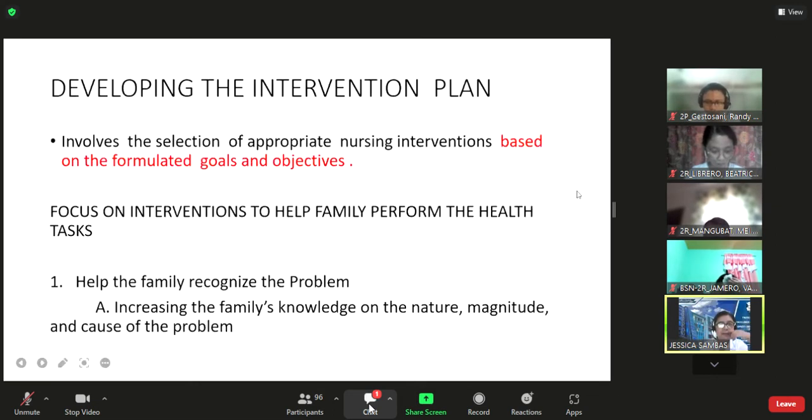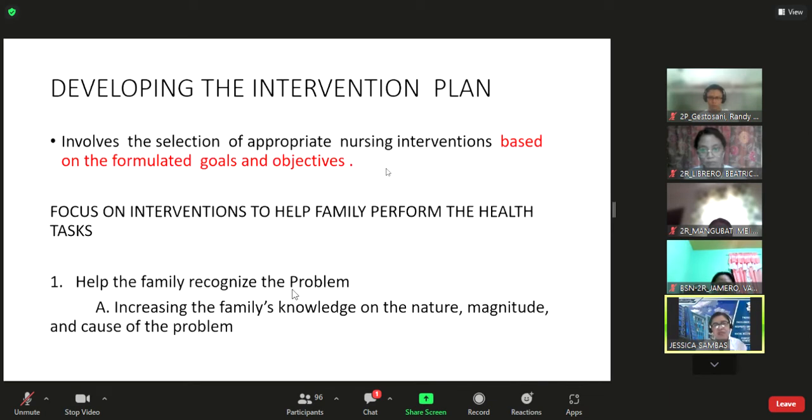Well, anyway, I will discuss this with you. Developing the intervention plan. There is no book like in the individual NCP that has a set of interventions that you can choose. Right, we have that if you are going to make your individual NCP. Here, there is no book that says these are the set of interventions that you have to do for this kind of health problem, family nursing problem.